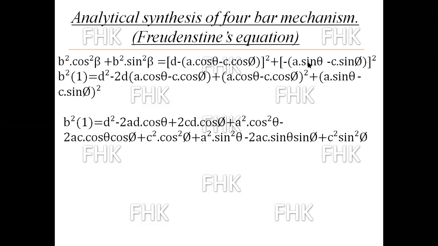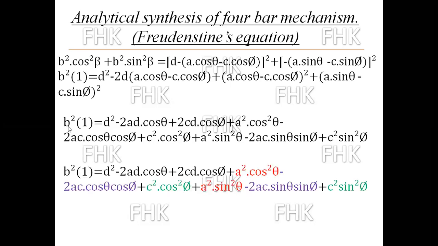Now squaring of this bracket will become a square sin square theta minus 2ac sin theta sin phi, and this minus minus will become plus, plus c square sin square phi. Don't make a mistake in giving signs to the terms, in the examination also.